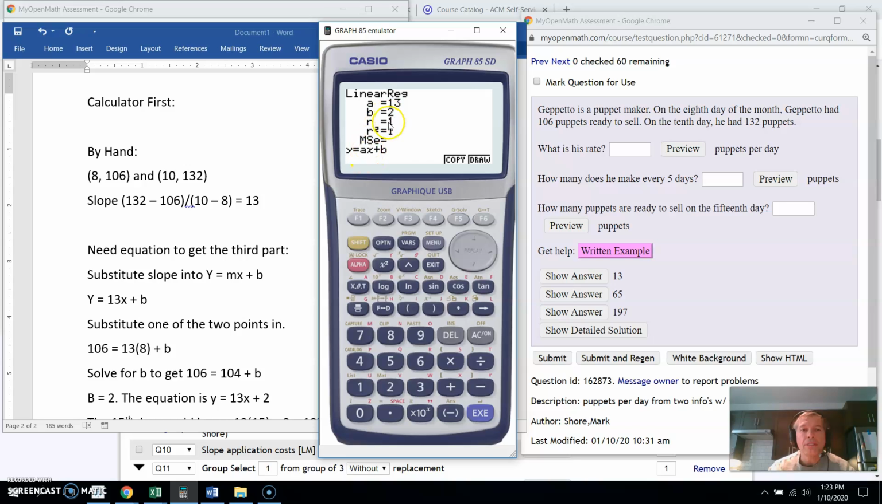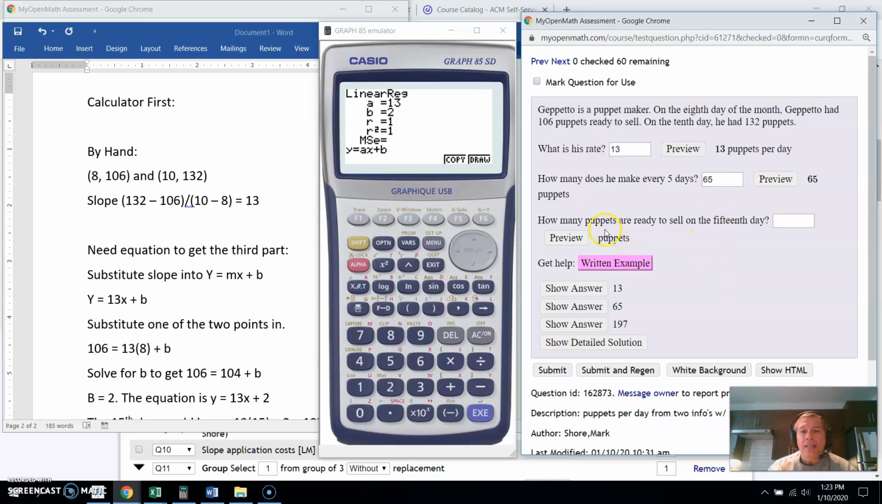So you just put the 13 and the 2 right in there for a and b, and you have that equation. And you can see I get that when I do this by hand also right here, y equals 13x plus 2. You could write that down, that's your equation, and then you can answer anything you want about it. So his rate is 13 puppets per day. How many has he made after 5 days? Well, 5 days at 13 puppets per day, just take 5 times 13 and you get 65.